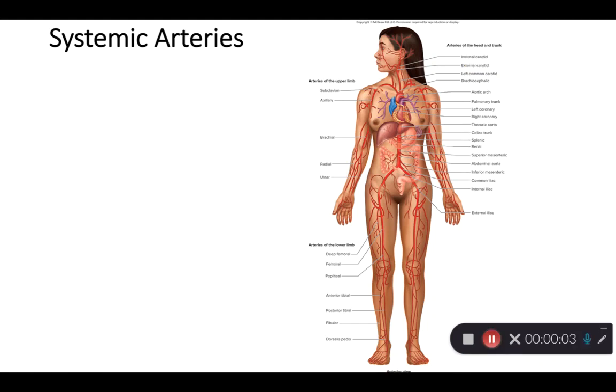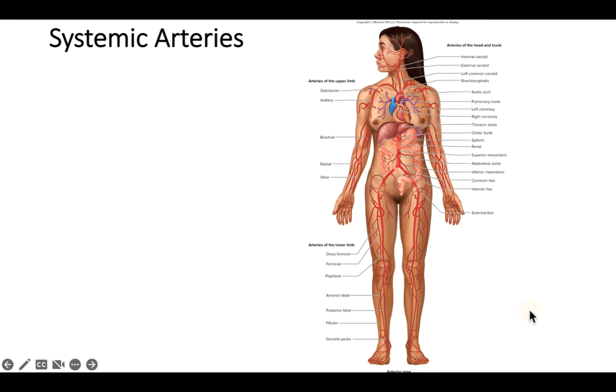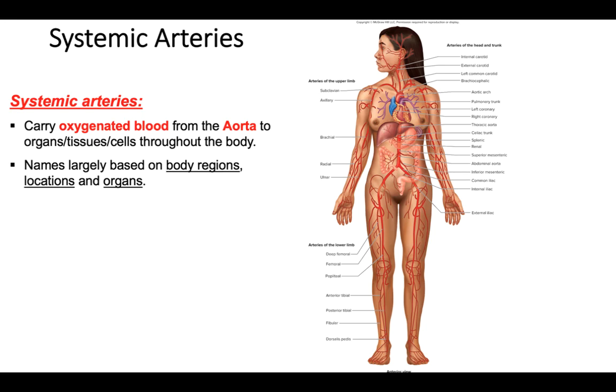In this video, we're going to go through the major systemic arteries. I'll remind you that these arteries are going to begin at the aorta and then lead to either a region of the body or a specific organ. At that region or organ, the arteries are going to lead to arterioles and systemic capillaries where the oxygen and nutrients are delivered. And in those same capillaries, they will pick up carbon dioxide and waste.